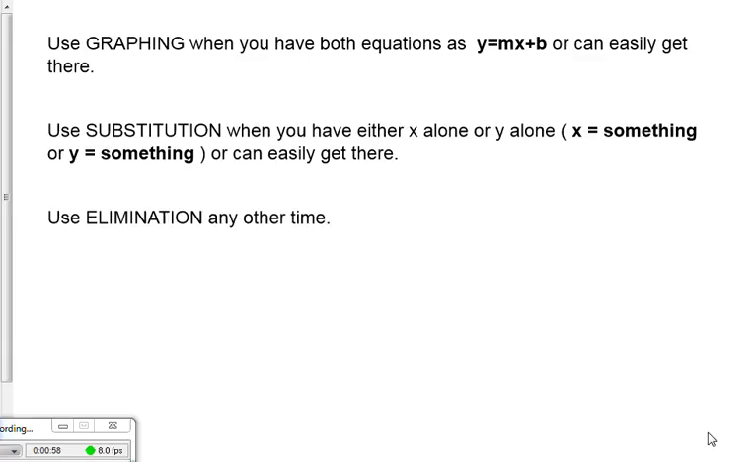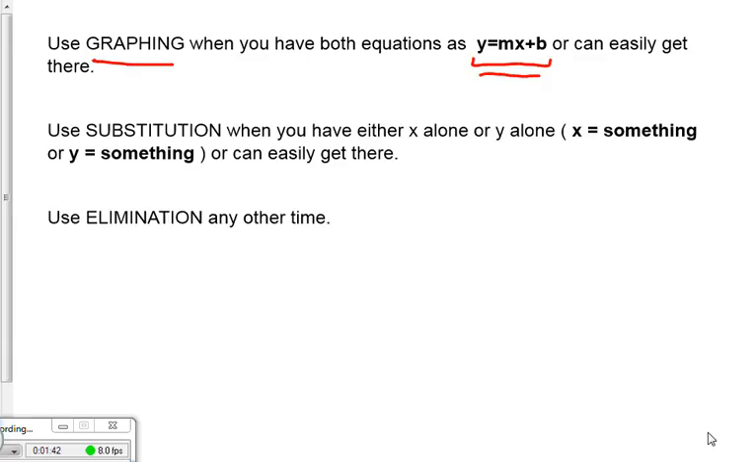Now again, if one method always works better for you than another, it's okay to always go to that method. For myself, I have found it's usually easiest to go to graphing. I would say use graphing anytime both of your equations are in slope-intercept form, y equals something times x plus something, or if it's really easy to get there. If you can get both equations to slope-intercept form easily, then it'd be very easy to graph them.